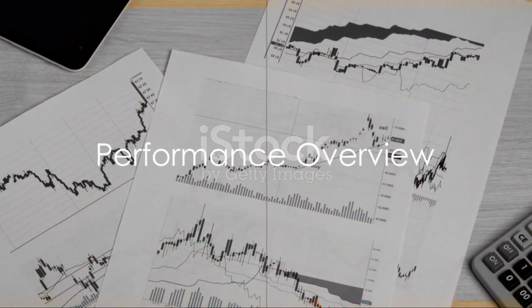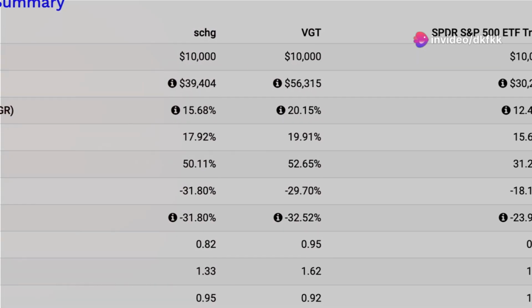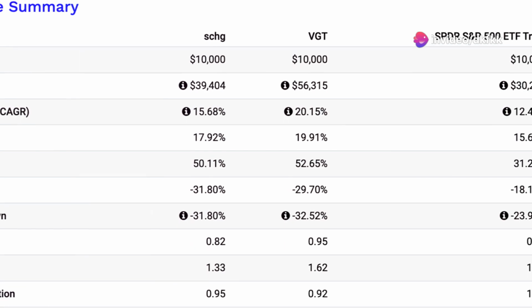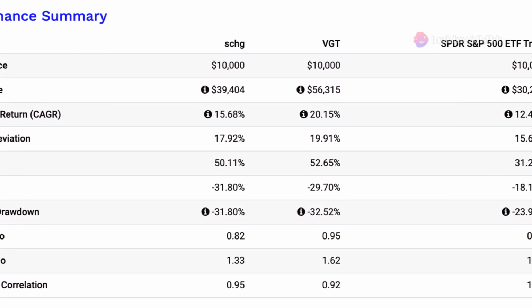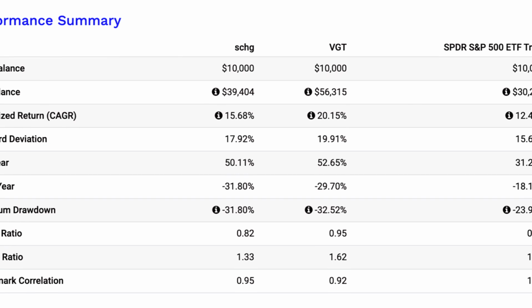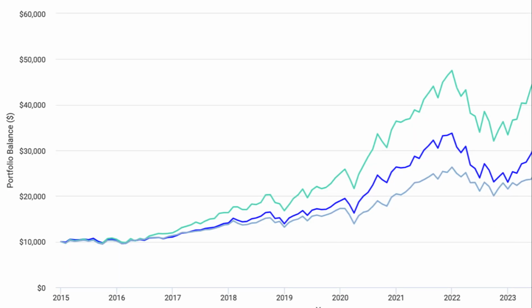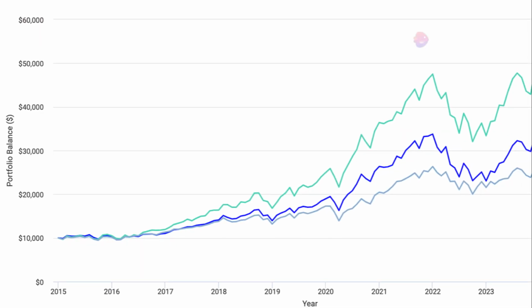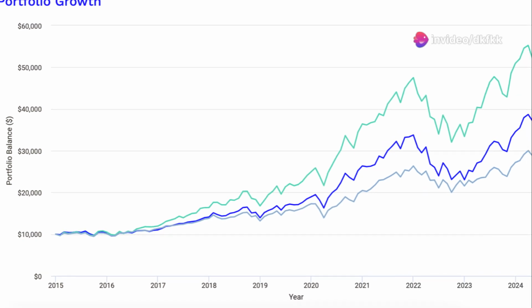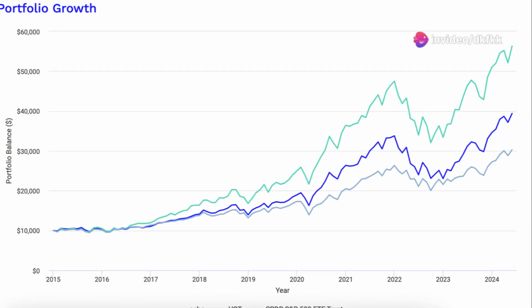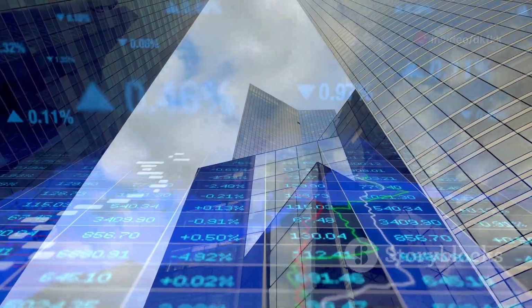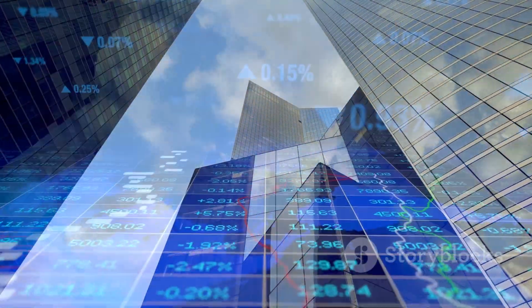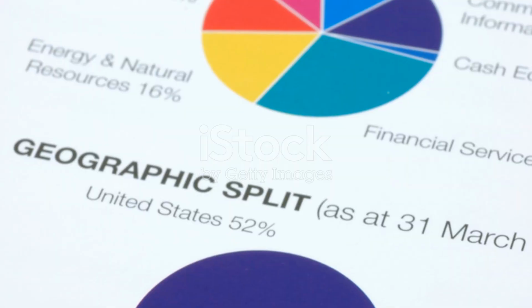First, let's look at the bottom line, the end balance of investments. When it comes to the sheer figures after a set period, VGT clearly takes the lead with an impressive end balance of $56,315. In contrast, SCHG trails with a total of $39,404. This significant difference underscores VGT's robust performance over SCHG in the financial arena.